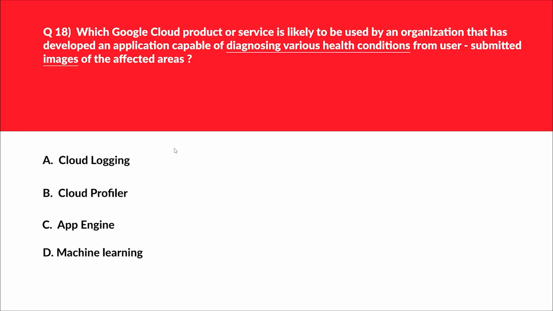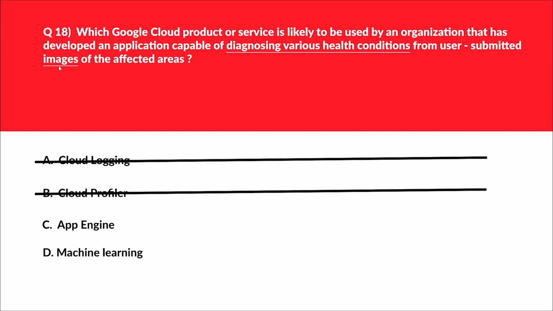Okay, let's look at some medical institution related real world questions. We'll look at option A. A says cloud logging. Cloud logging service is about monitoring and troubleshooting rather than analyzing images as required by the question. Hence, incorrect choice. Let's move to option B. B says cloud profiler. Cloud profiler helps in performance optimization rather than image analysis. Let's reject this.